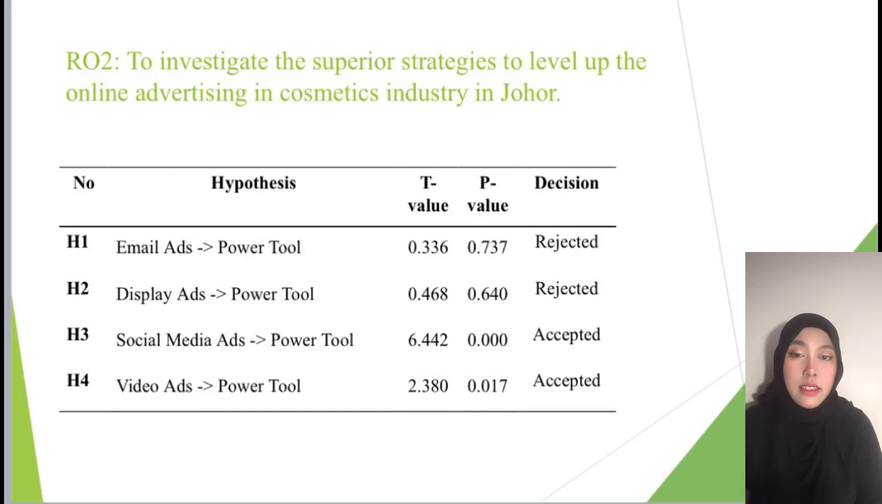Next, the second research objective is to investigate superior strategies to level up online advertising in the cosmetic industry in Johor. The table also shows that social media ads and video ads are accepted, where the T values for social media ads is 6.442 and video ads 2.380, while the P values for social media ads were 0.000 and video ads were 0.017.